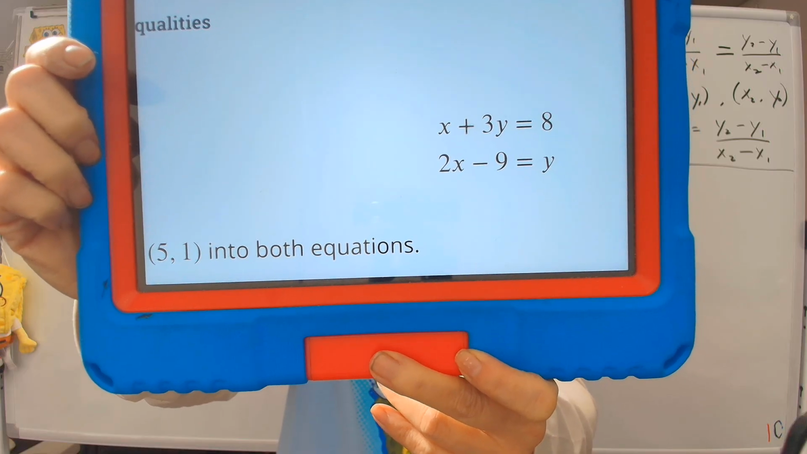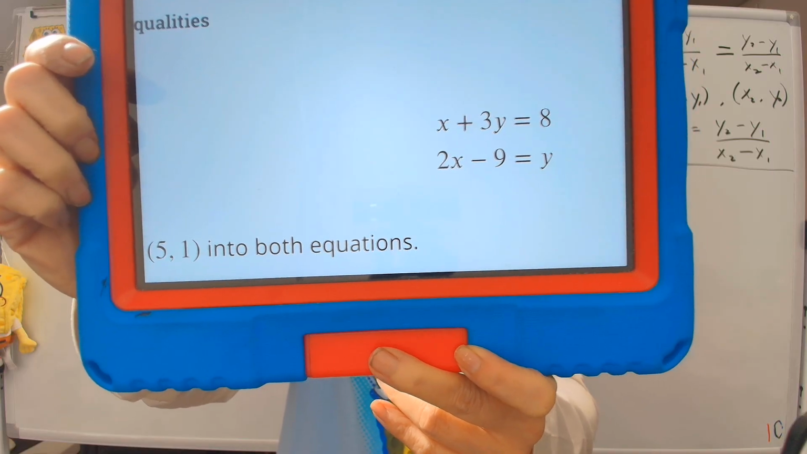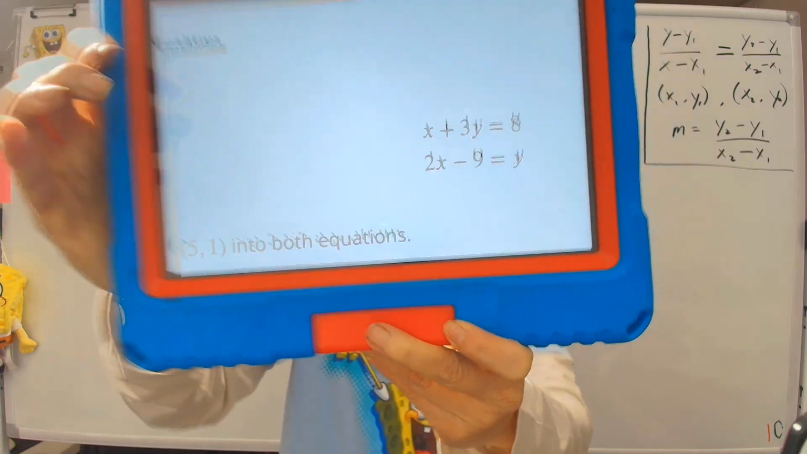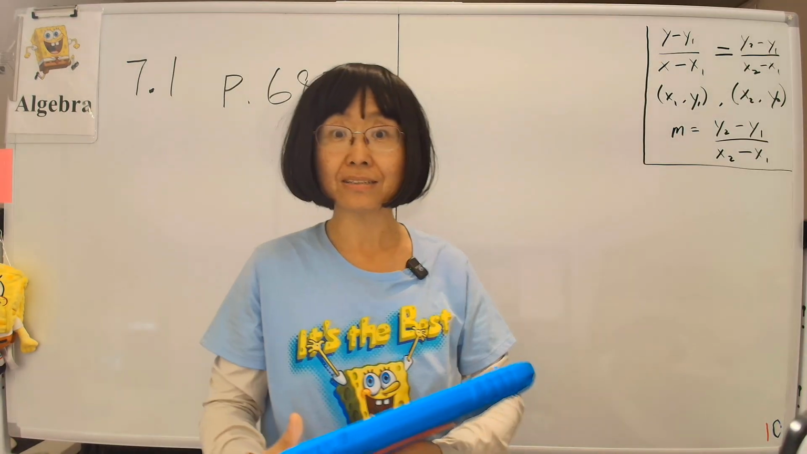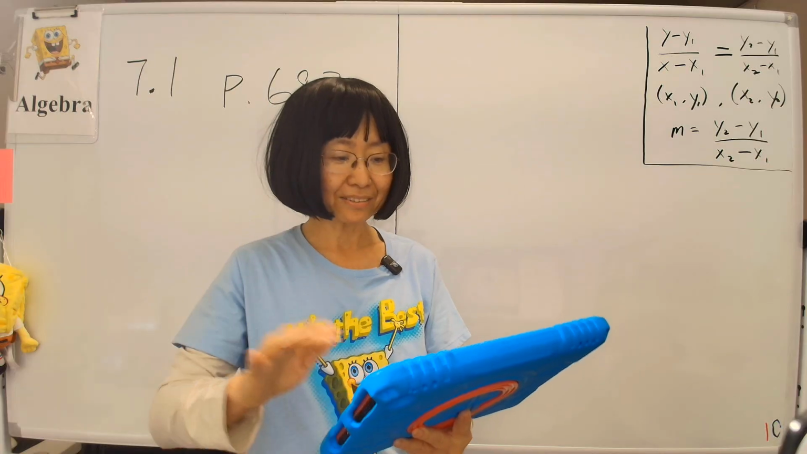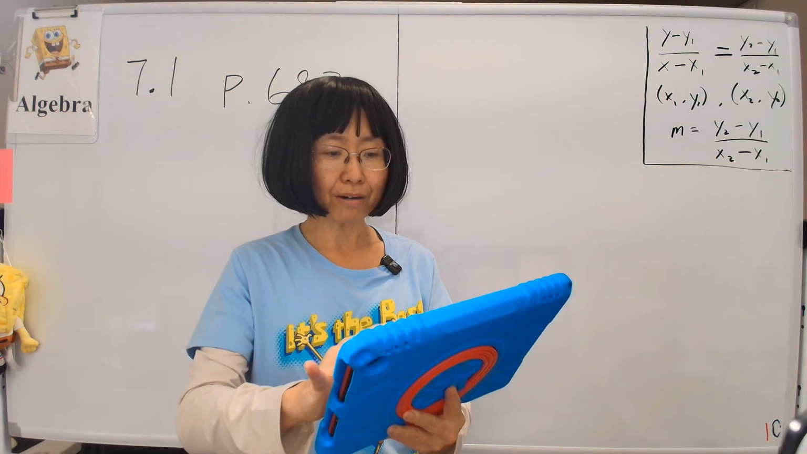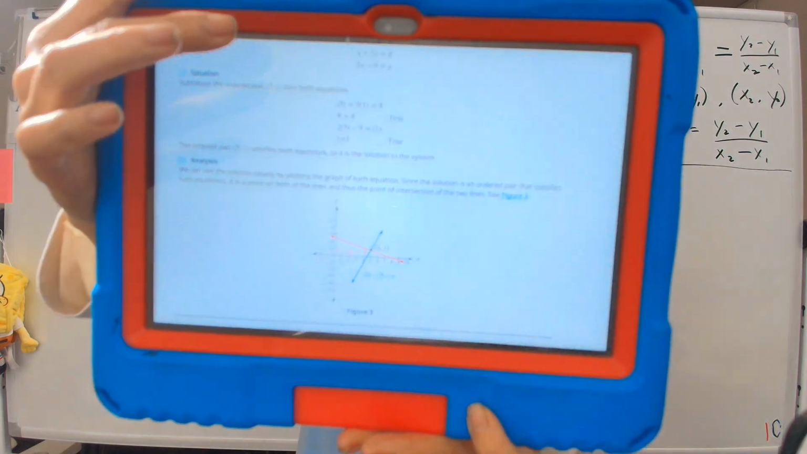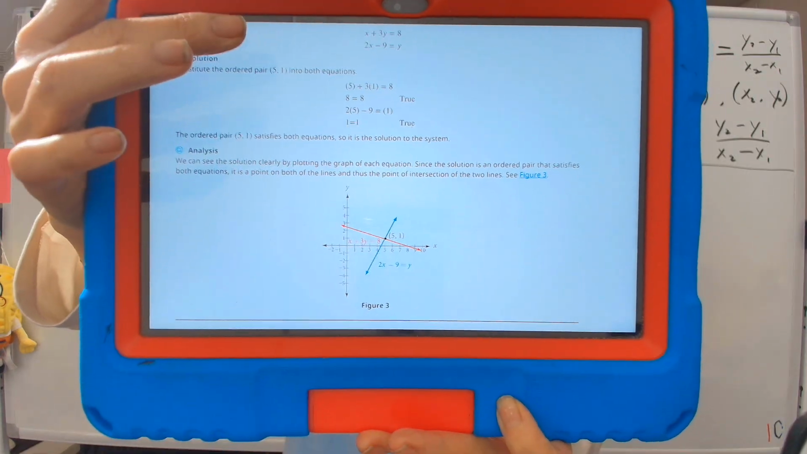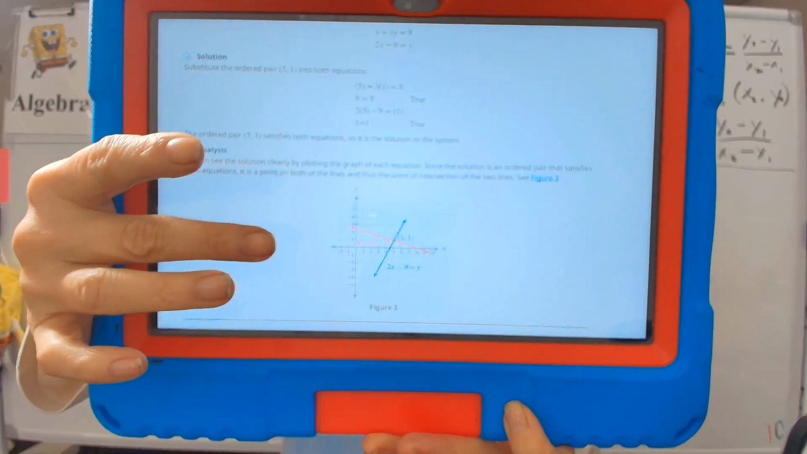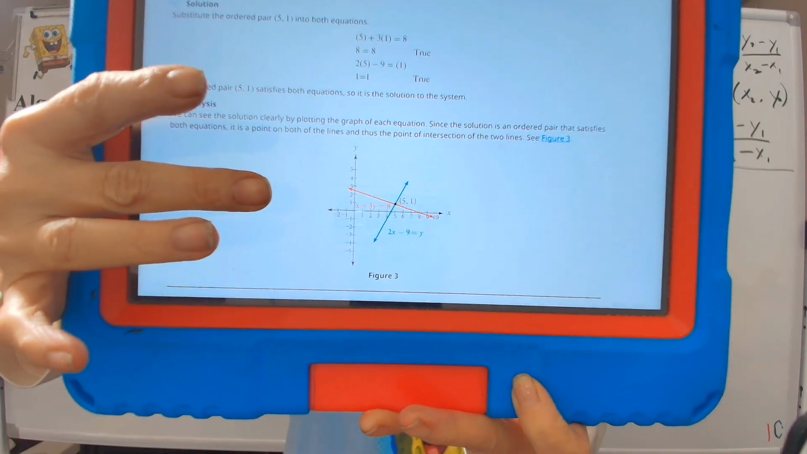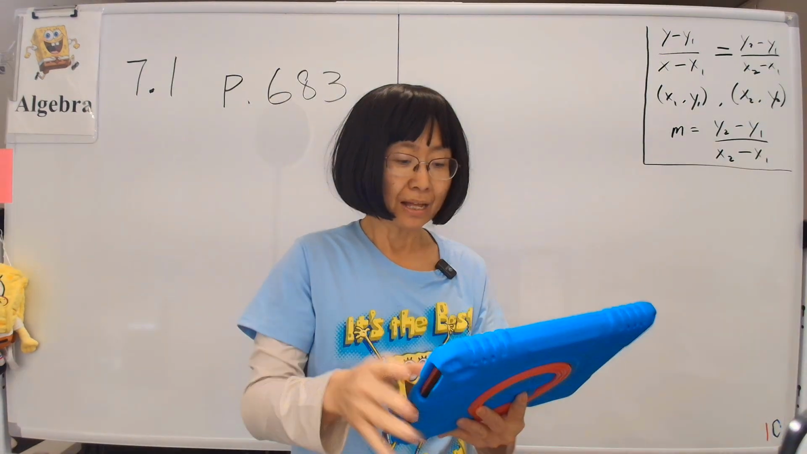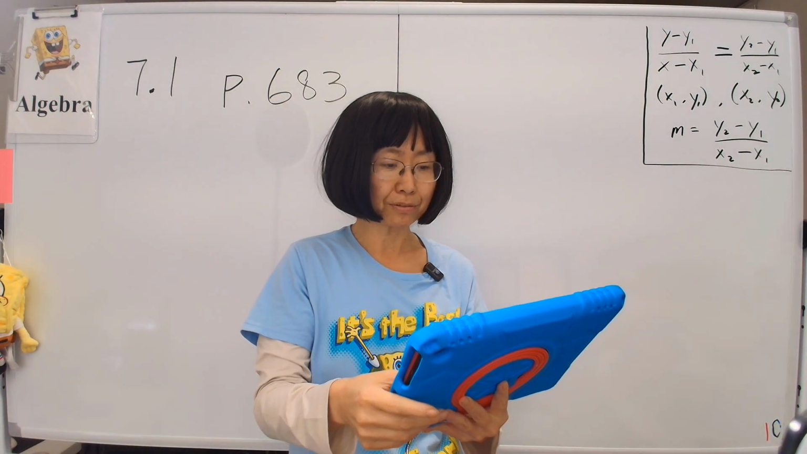x is 5, y is 1: 5 plus 3 is 8, 2 times 5 is 10, minus 9 is 1, which is 1 here. So the answer to example 1 is yes. That's it. And if you plot the graph of this into the Desmos calculator or some other graphing calculator, you'll get something like this, where they intersect at (5, 1), as we have already confirmed by plugging the numbers into both equations.